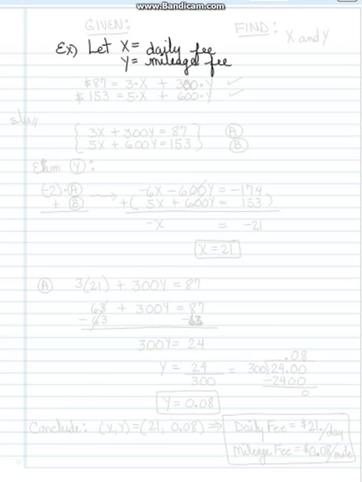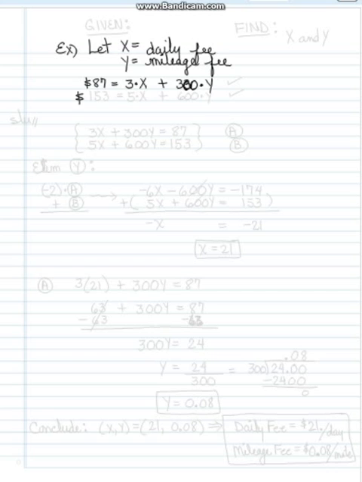Okay. The other information they gave us was Barney. He paid $87 for his trip that lasted 3 days over 300 miles. So the daily charge would be 3 times X, that's 3 days times the daily charge X, plus for the mileage we have 300 times the per mile charge, which is Y.